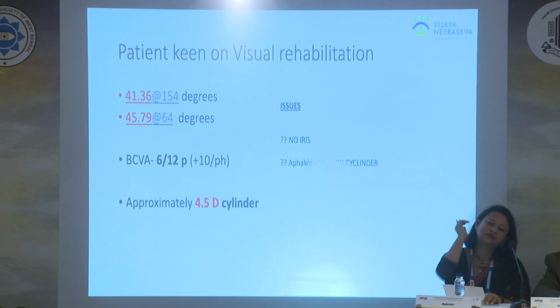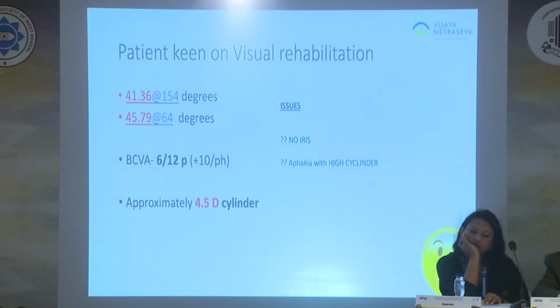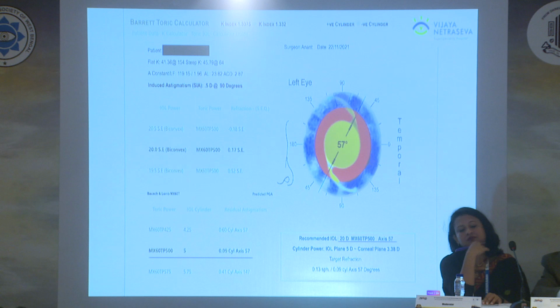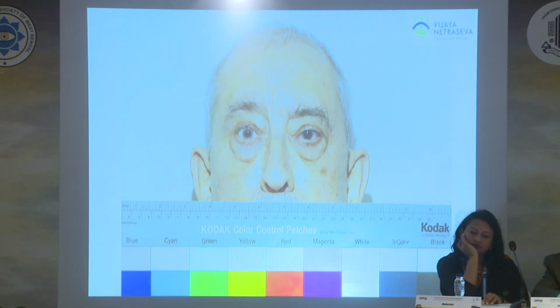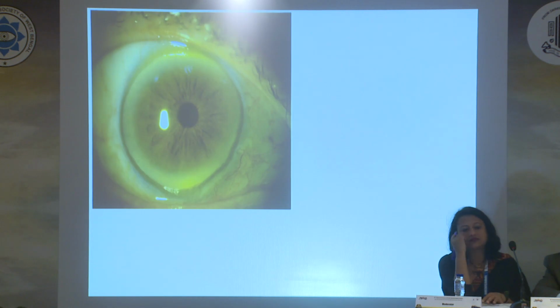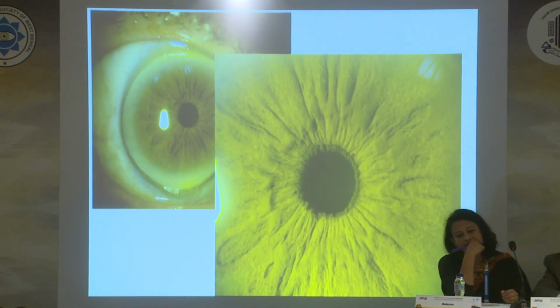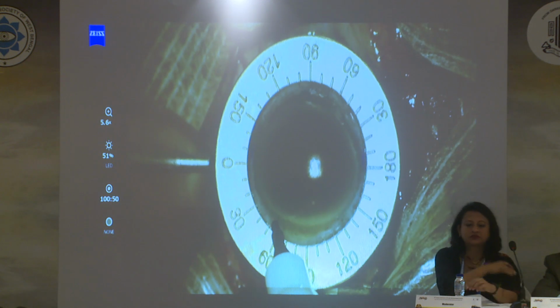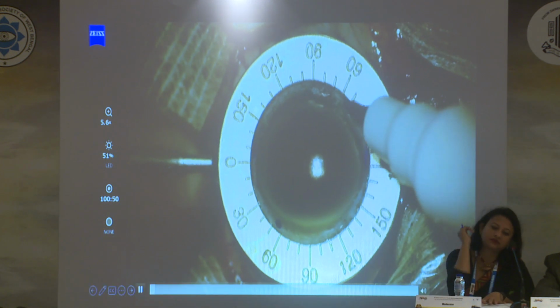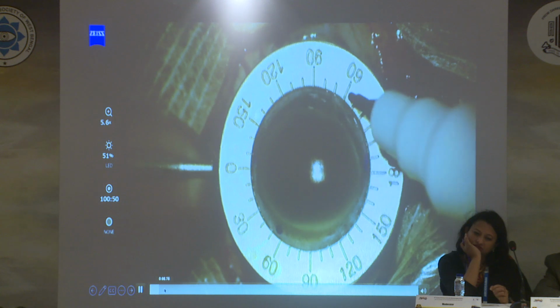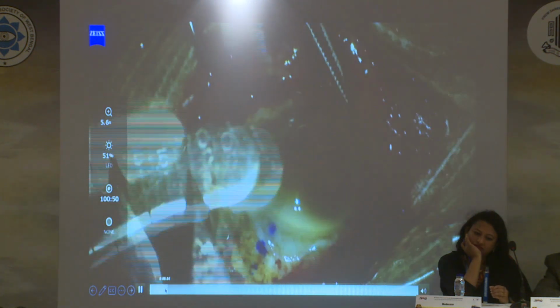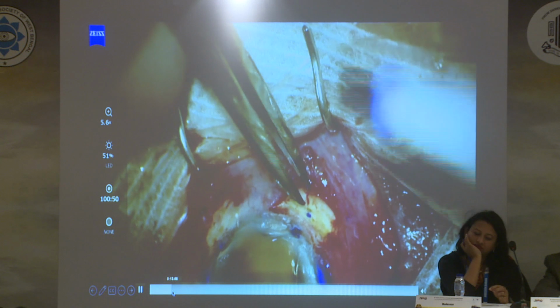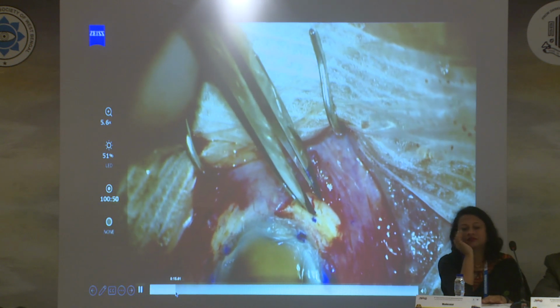So he had no iris and aphakia with high cylinder, so what could be done? So we decided to do biometry, which showed 20 diopter of IOL with almost 5 diopter of cylinder at 57 axis. We sent the patient's pictures comparing the better eye, which was the right eye, to the company, and they created an artificial iris for us. These markings are at 57 degrees where the desired toric scleral fixated lens is to be placed, and incisions and sclerotomies were done at 1.5 and 3 millimeters.